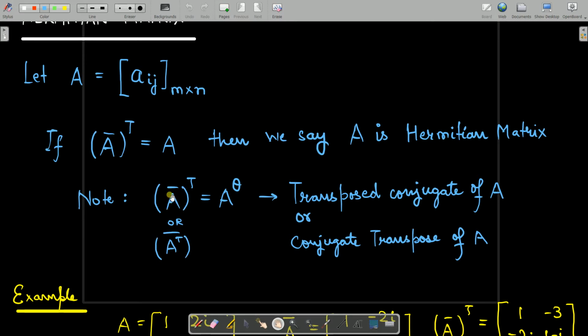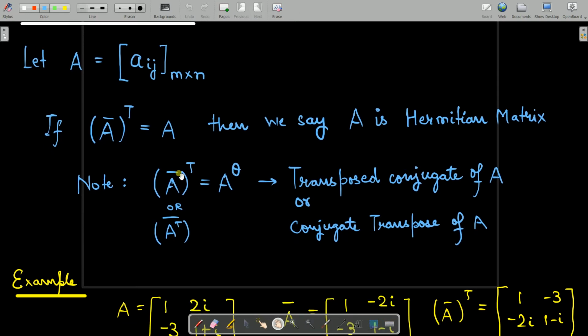Whether you first take the conjugate and then the transpose, or first take the transpose and then the conjugate, it doesn't mean different. It actually means the same thing. And this has been given a special notation in linear algebra, which is theta. Whenever you see A to the power of theta, understand it is nothing but A conjugate transpose or A transpose conjugate. You can call this the transposed conjugate of A, or the conjugate transpose of A.